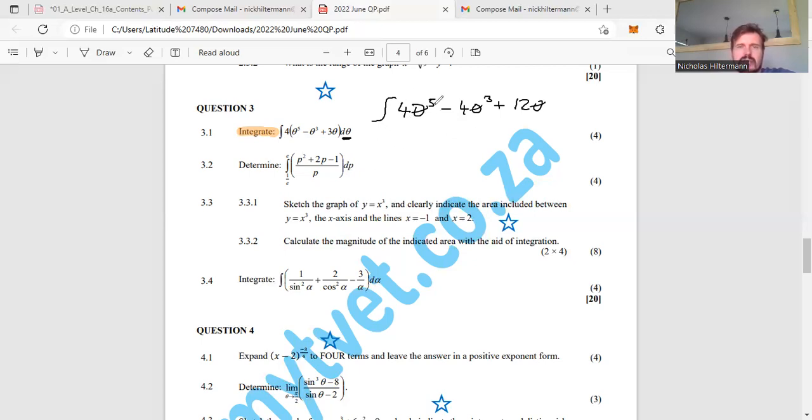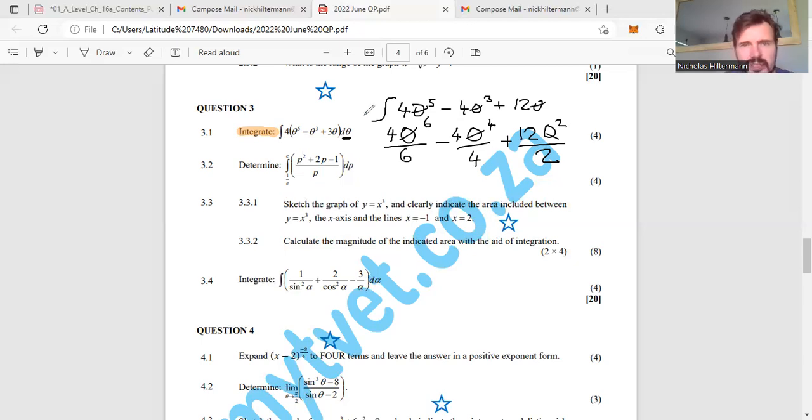So if I was to do this, we add 1 to the 5, so it becomes 6, and then we need to divide by that 6. Then we have 4 divided by 6. And then 12. And then we add 1 to the exponent, so we get 2, and then divide by that 2.